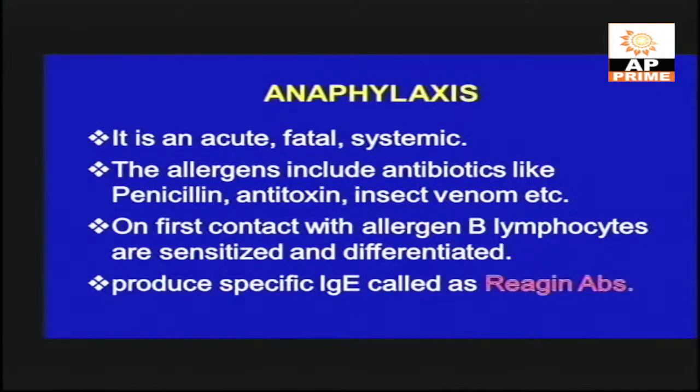Anaphylaxis is a generalized hypersensitivity, whereas atopy is a localized hypersensitivity reaction. So first, anaphylaxis, which is acute, that means it occurs severely and is fatal, which can lead to death, and it is systemic, that means the symptoms appear all over the body because many organs are affected by this reaction. And the allergens that cause anaphylaxis include antibiotics like penicillins, antitoxins like diphtheria antitoxin, tetanus antitoxin and insect venom.